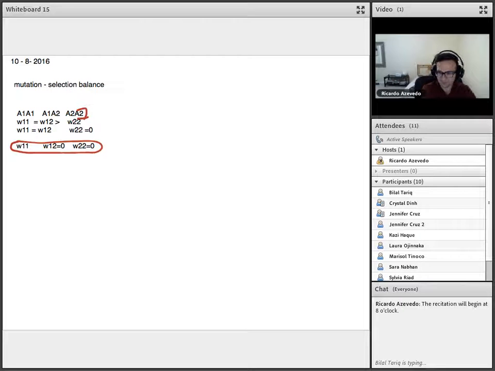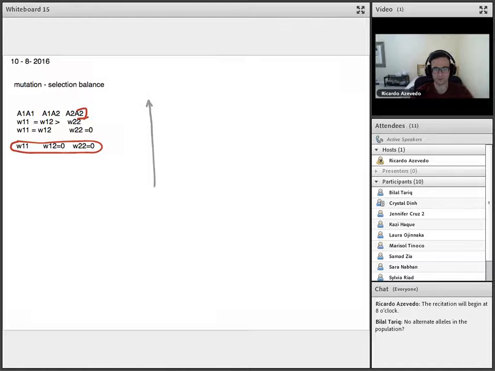Anyone? Okay. Bilal says no alternate allele in the population. So the only alternate allele is A1. So we have A1 and A2, and the question is, why don't we end up with A1? The allele frequencies, as usual, we use P and Q. So if I were to draw the plot for P, which would be the allele frequency for A1, that should be the A1 allele frequency over time.